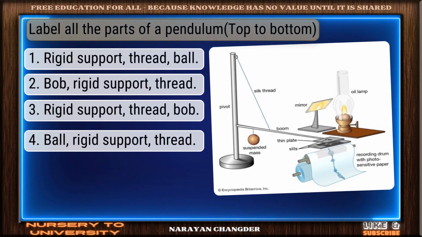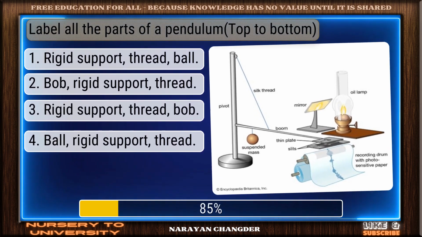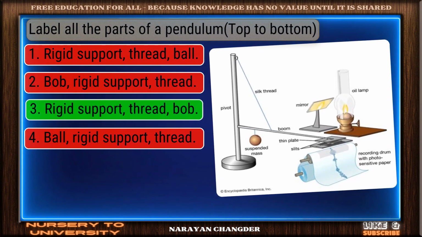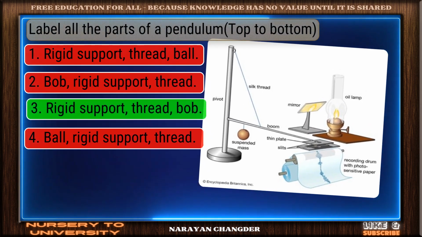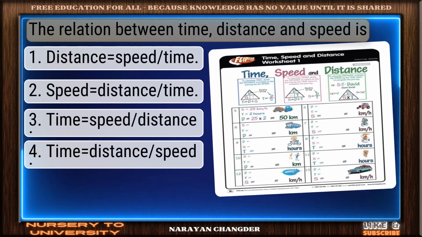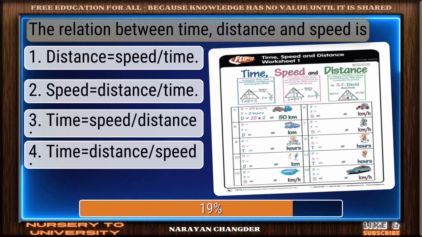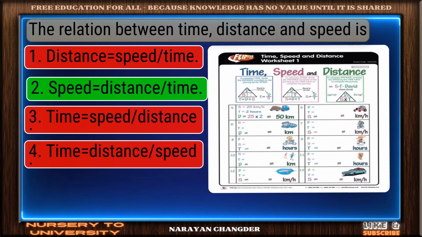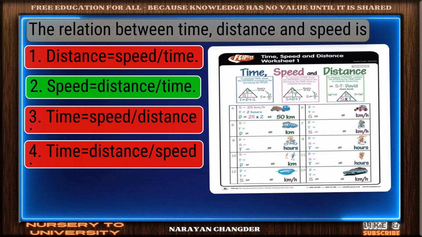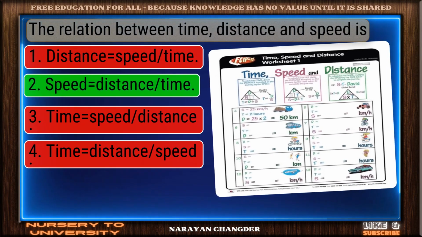Question number 21. Label all the parts of a pendulum. Correct response. Rigid support, thread, bob is the most accurate answer. Question number 22. The relation between time, distance, and speed is? Solid response. Speed equals distance over time is a valid choice.